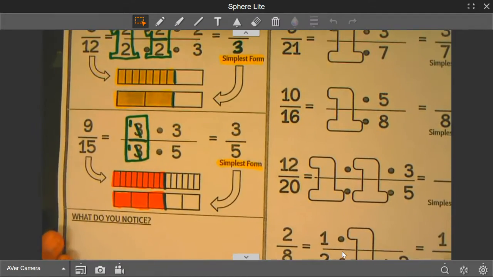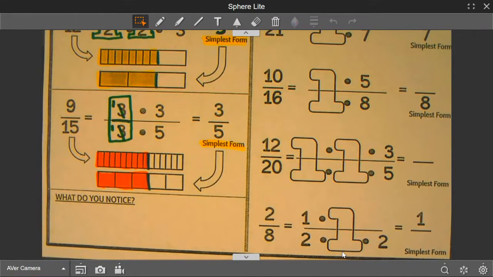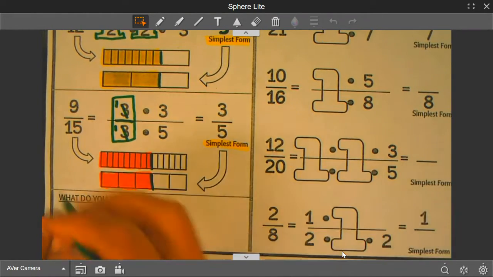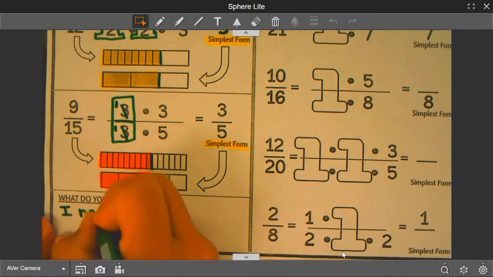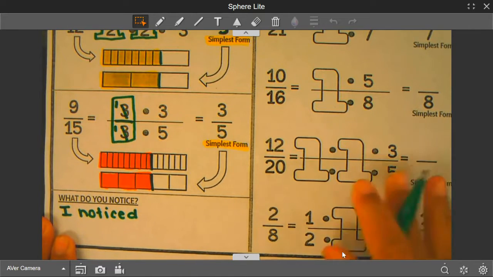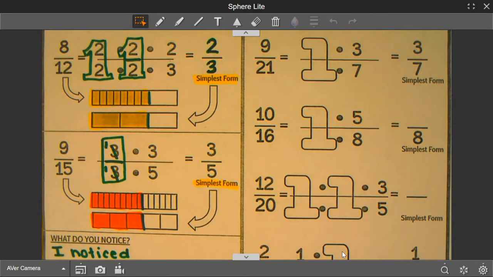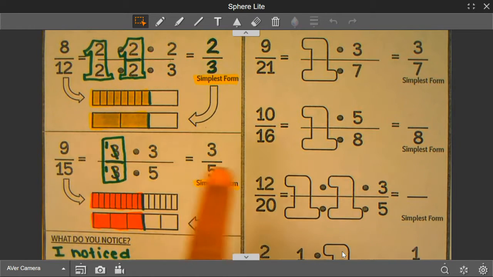And down here at the bottom, let's go ahead and write, what did you notice about simplifying fractions? So I noticed... we'll give you about a minute or two. What did you notice? Go ahead and answer that. What math did you notice from going from 9/15 to 3/5?